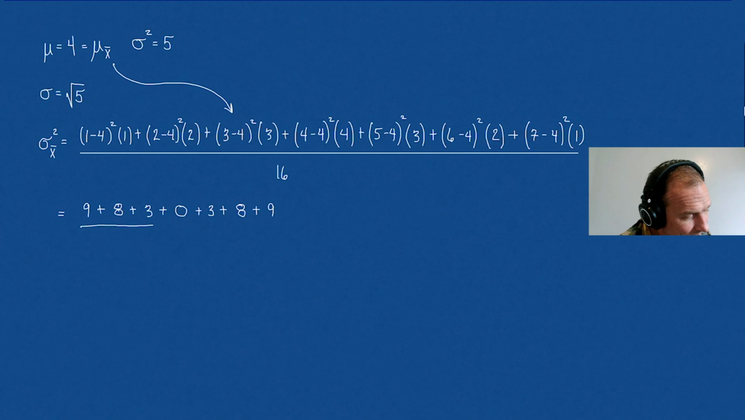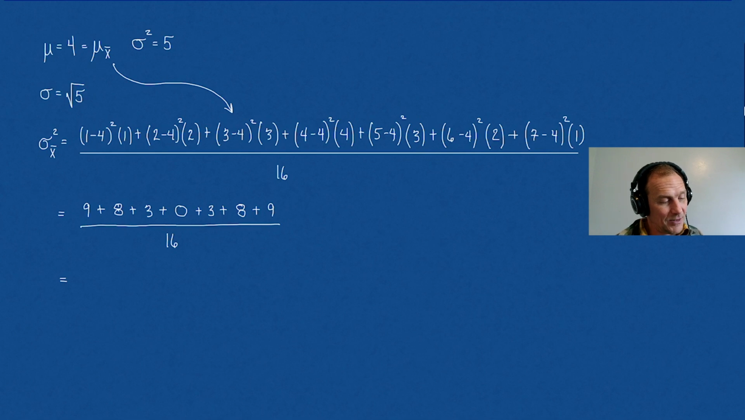Take all that, divide it by 16. Okay, here we go. Mental math. 9 and 8 is 17. 3 more is 20. Plus, we have another 20. That's 40. So we have 40 over 16.